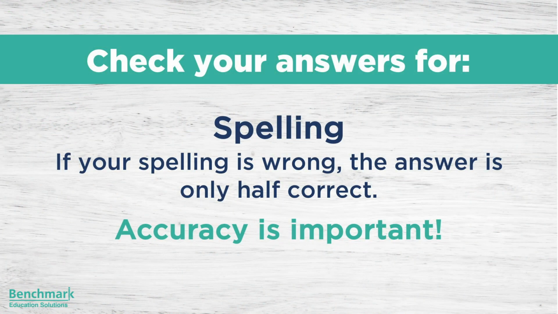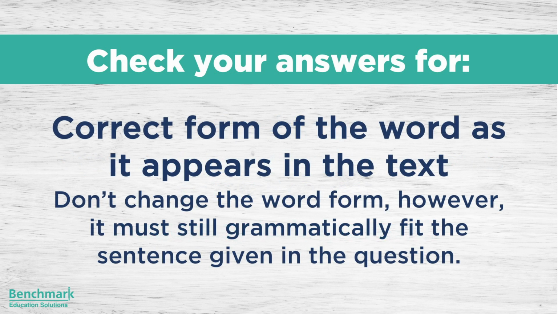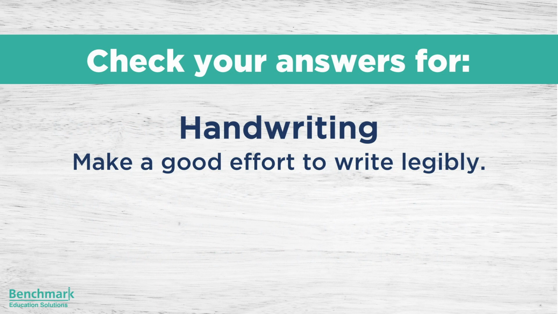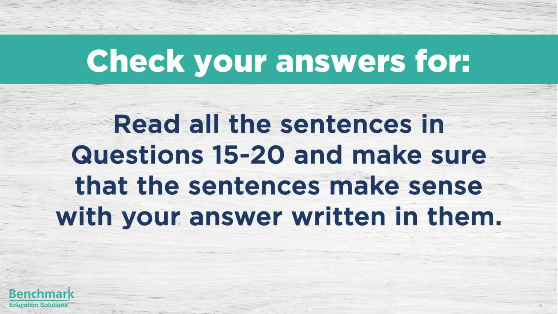Here's a list of things to check. Spelling. If your spelling is wrong, the answer is only half correct. No marks are given if the answer is half correct because it's also half incorrect. Accuracy is very important. Correct form of the word as it appears in the text. You must use the word from the text in its correct form. Don't change the word form. However, it must still grammatically fit the sentence given in the question. Again, accuracy is important. Handwriting. Make a good effort to write legibly. Read all the sentences in questions 15 through 20 and make sure that the sentences make sense with your answer written in them. And good job!